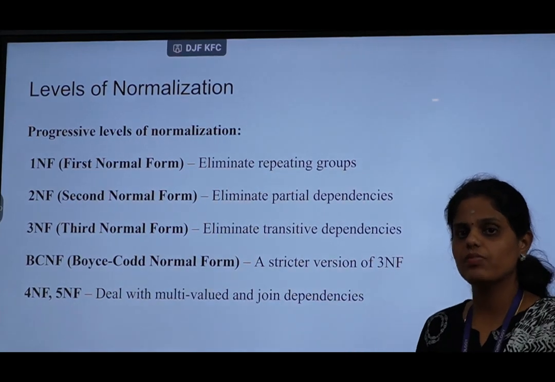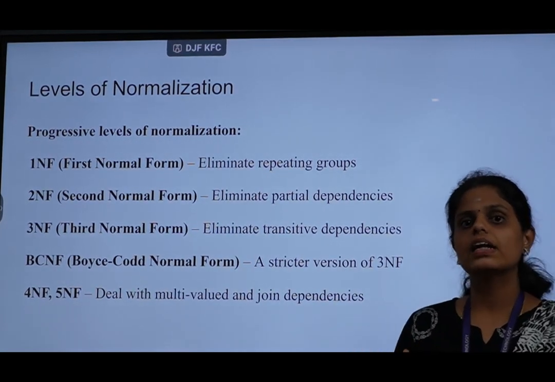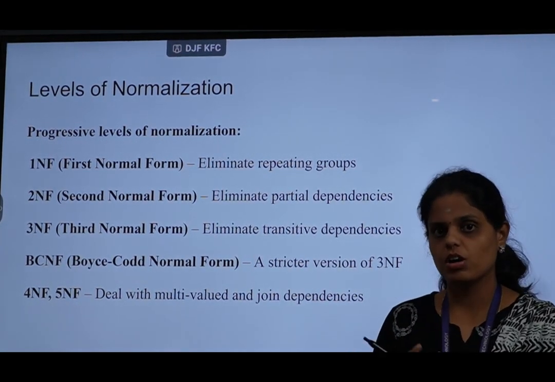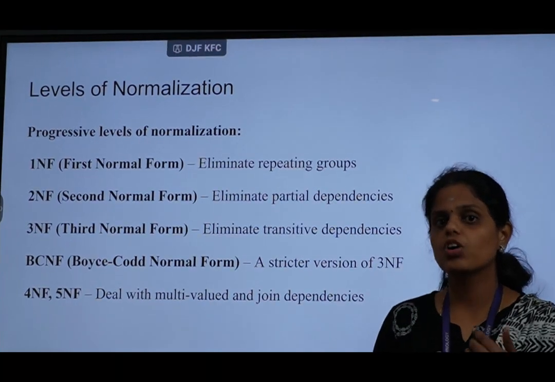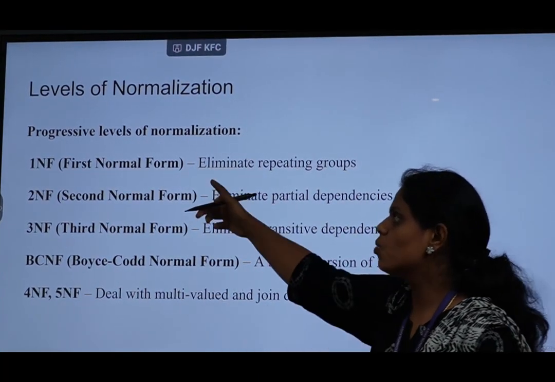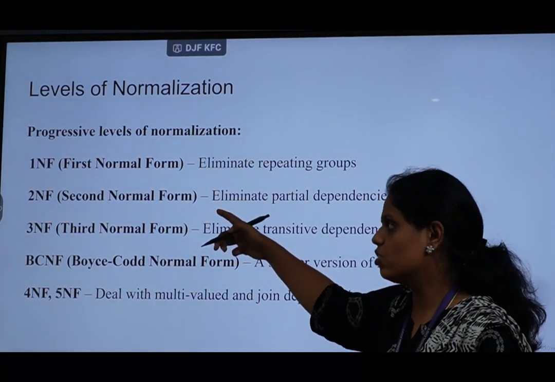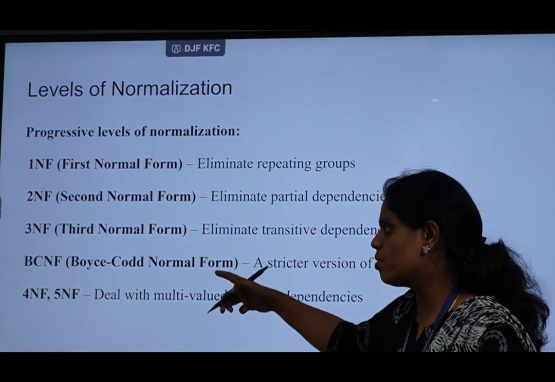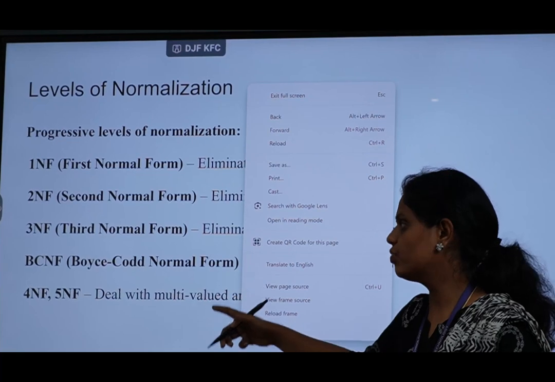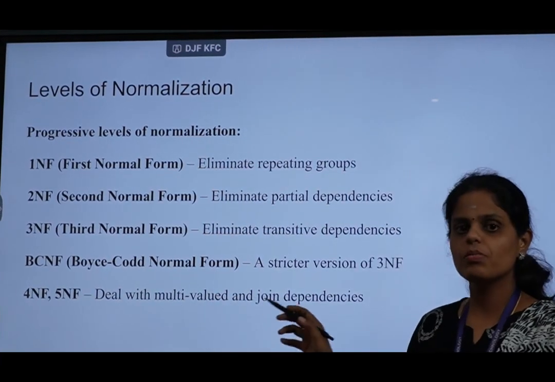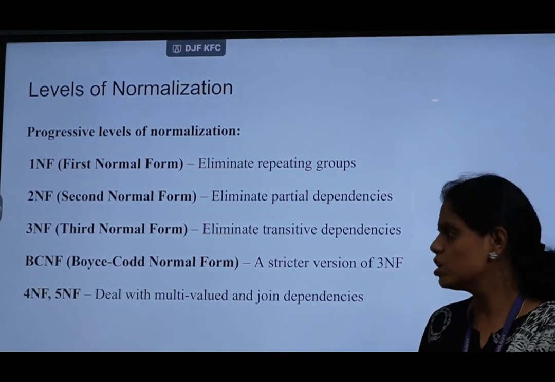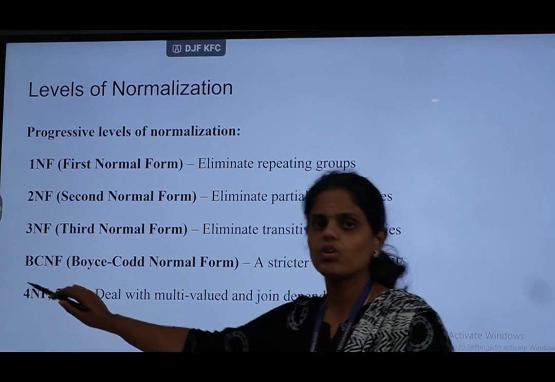When we define that we are going to make our relation normalized, what are the different levels of normalization that can be present? One is 1NF, the first normal form. The second is the second normal form, then third normal form, Boyce-Codd normal form, and the last ones are the fourth and fifth normal form. The fifth normal form is not that commonly used. We are still with the help of 4NF only.